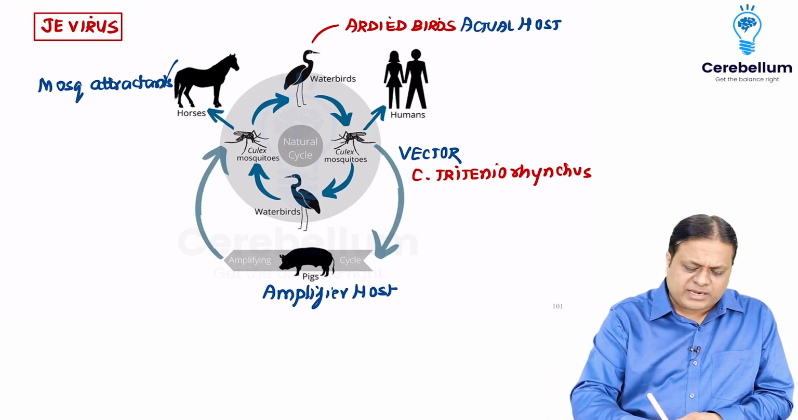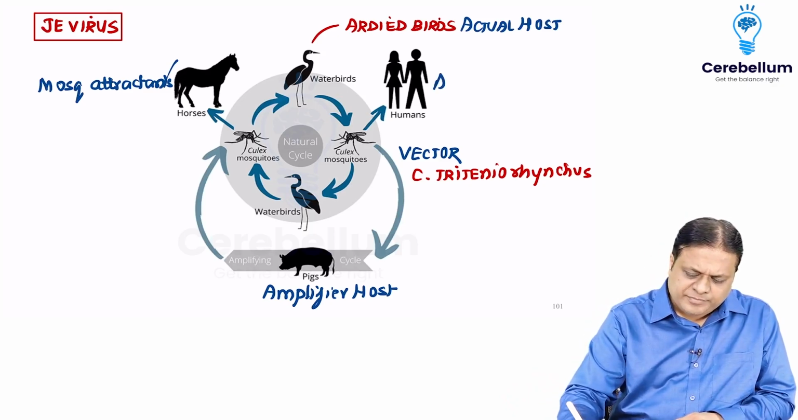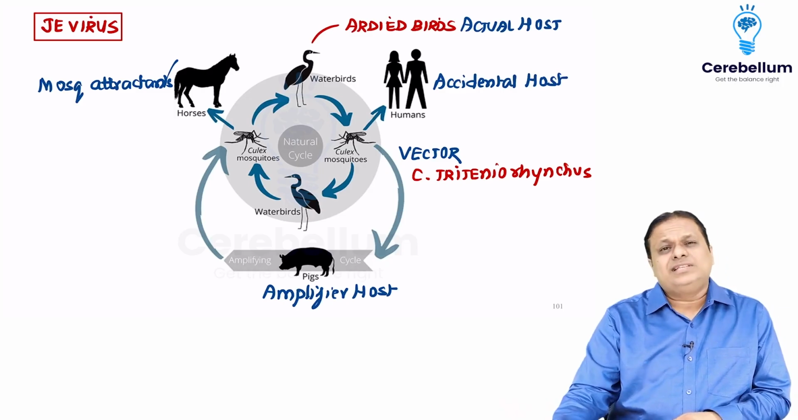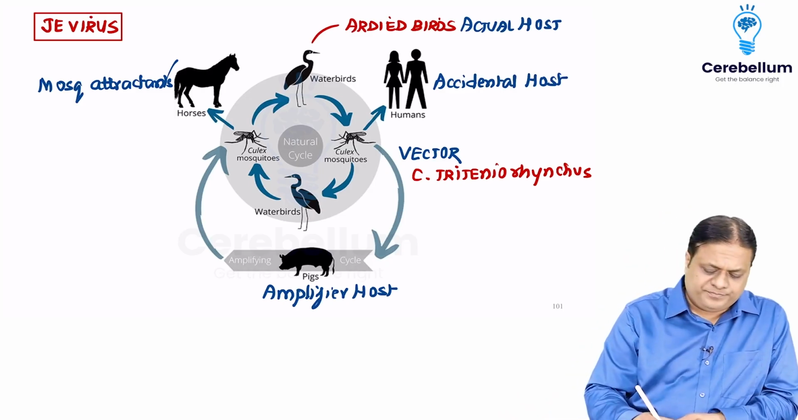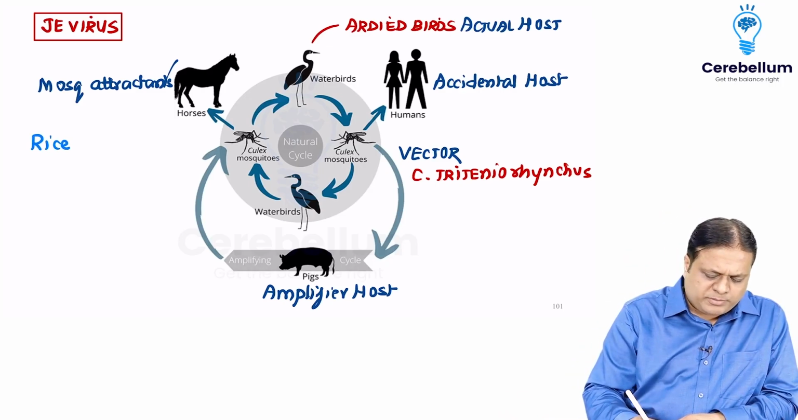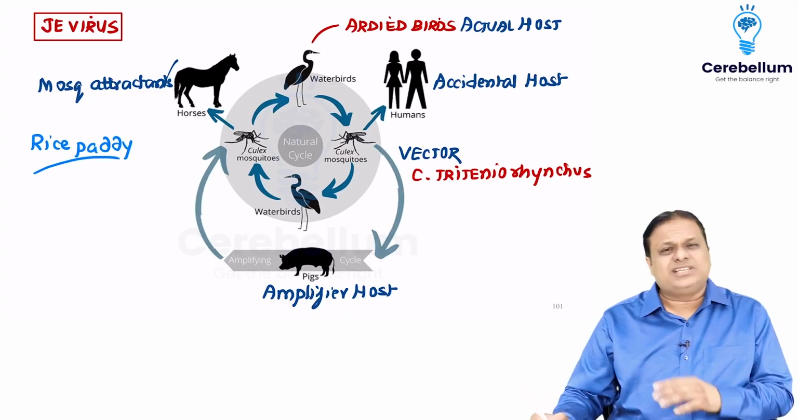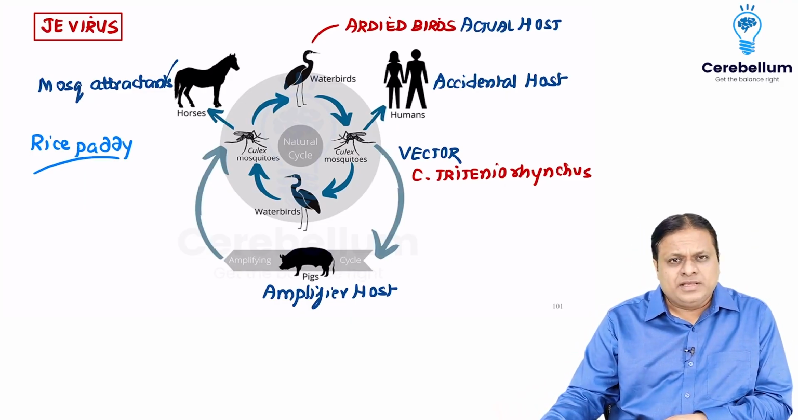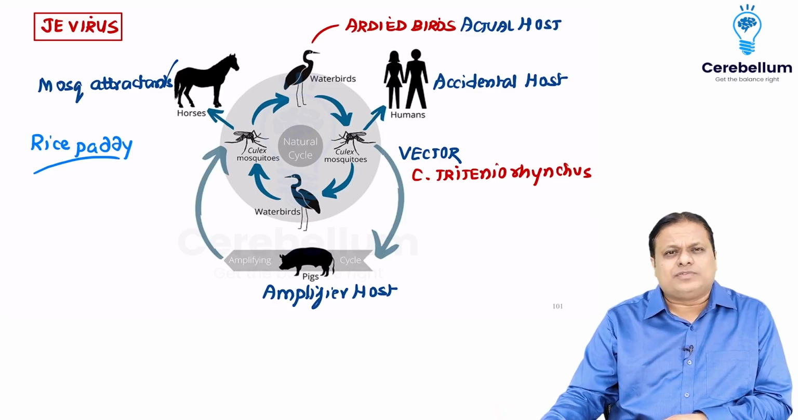And what is the role of man? Man is an accidental host for this disease. This disease requires water to be present throughout the year at a place like rice paddy fields. So the disease is prevalent throughout the east and southern India where rice cultivation is done. Present in 70% of our country.